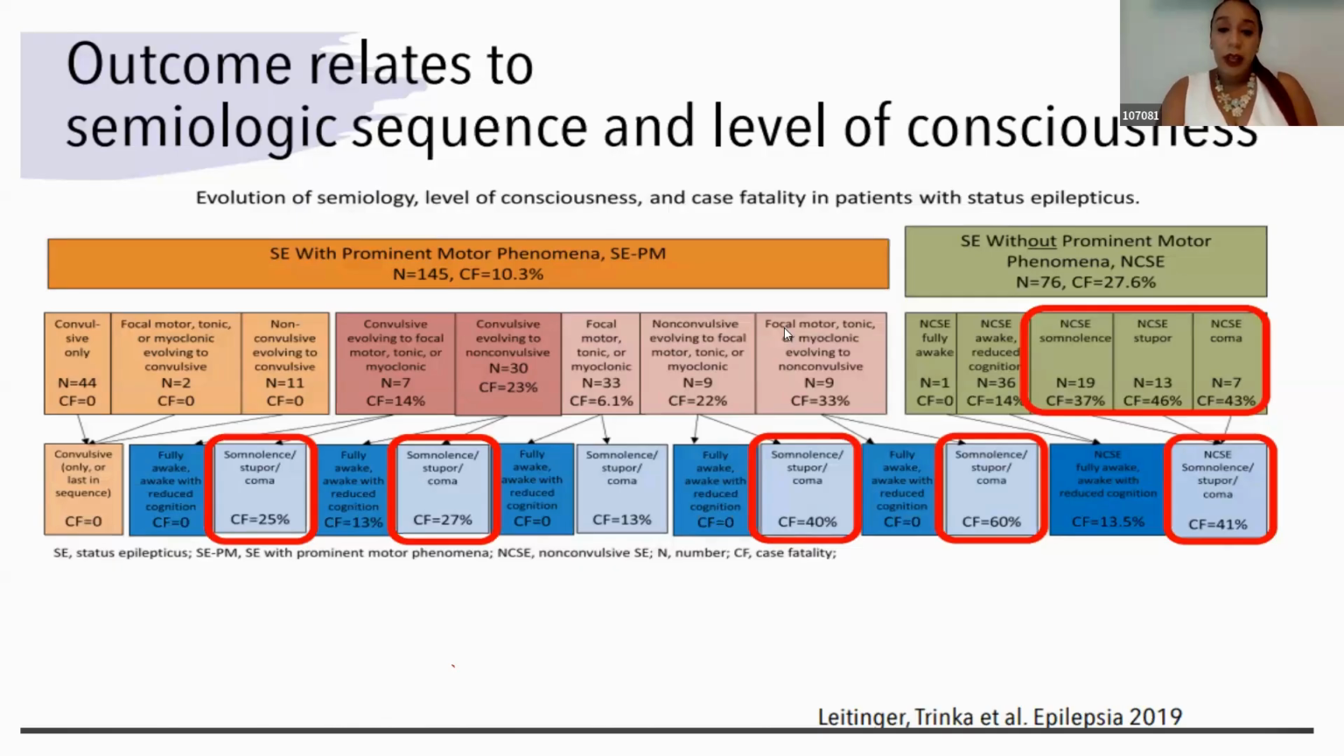And let's look at here. If they come in focal motor tonic or myoclonic, evolving to non-convulsive, right? And then they become stupor, that's 60%. So let's intervene as much as we can before our patients get into a stupor comatose state to avoid long-term consequences for our patients.